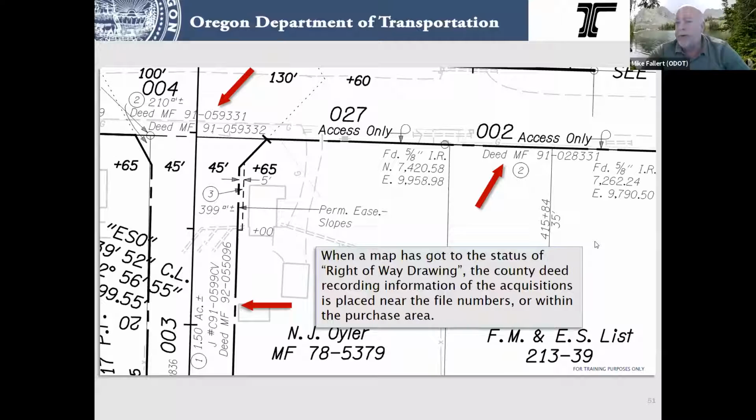Right of Way group, not my group, but Right of Way is the owner of the deeds and any of that information. And so you kind of have to do a public records request with them.